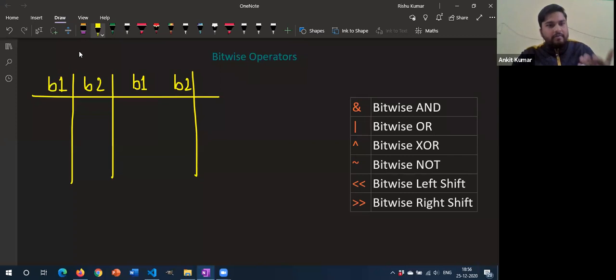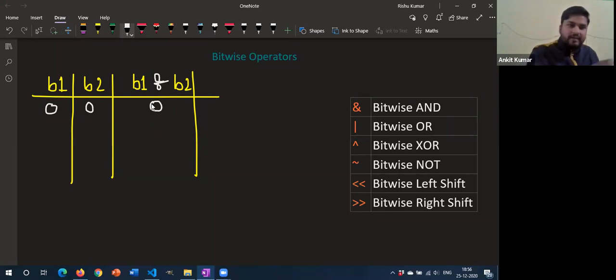Suppose that you have bit 1, bit 2, and you want to do some bitwise operation. Let us say your bit 1 is 0 and bit 2 is also 0, and here we want to do the AND. We are performing the operation bit 1 AND bit 2 using this bitwise AND operator. When bit 1 is 0 and bit 2 is 0, your answer will be 0 because AND is similar to multiplication. 0 into 0 gets you 0.